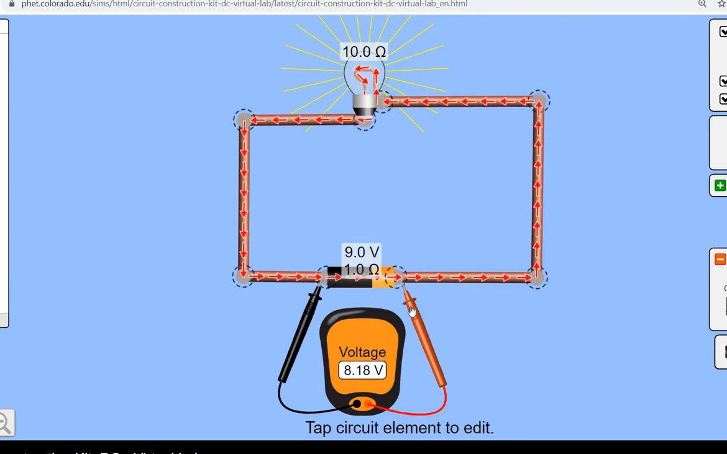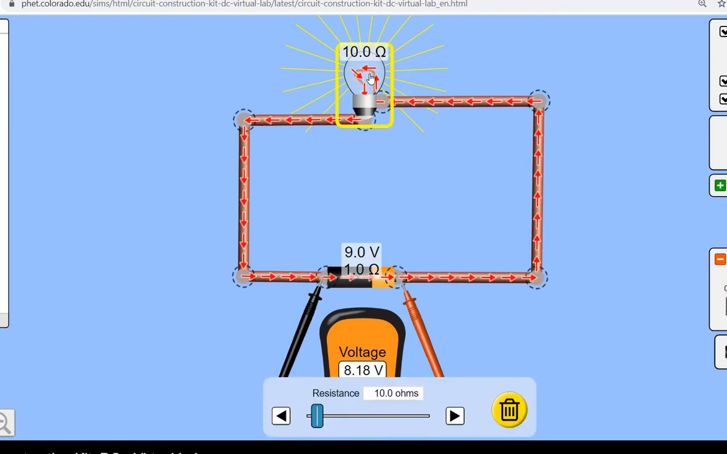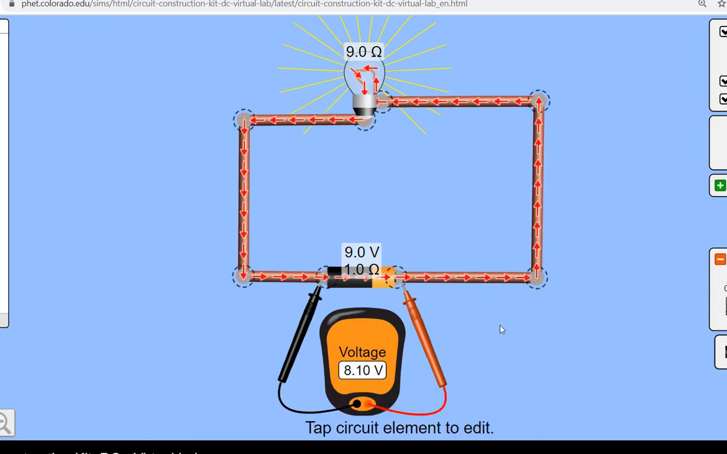What we get is less than 9 volts. What we get is 8.18 volts. To get this number a little bit more exact, let's say the resistance of the bulb is 9 ohms. So this is a scenario where you have only 8.1 volts available of the 9 volts. So let's see what happens.